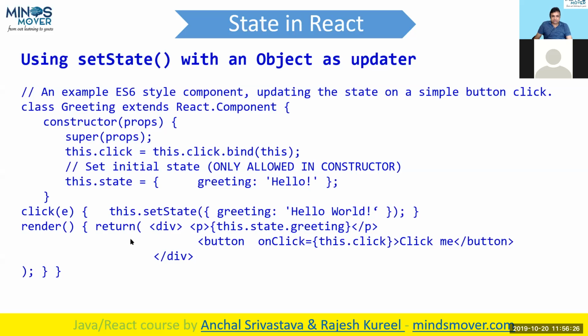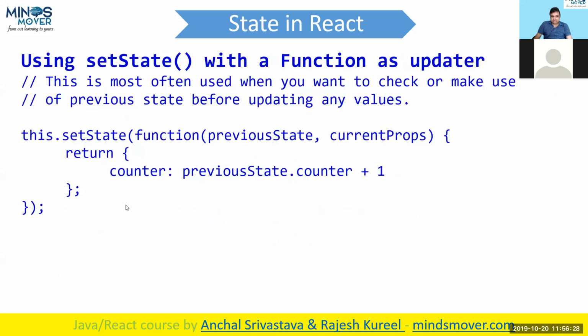Okay, cool. So the next one is using setState with a function as an updater. Basically, let's say we want to know the previous state before setting the new state. I think we did this example last time, right? In that case, we have to use the previous state. The function will have two parameters: one is the previous state, the second one is the current props. And then we are setting counter as previous state counter plus one, right? So basically we are just updating the counter.